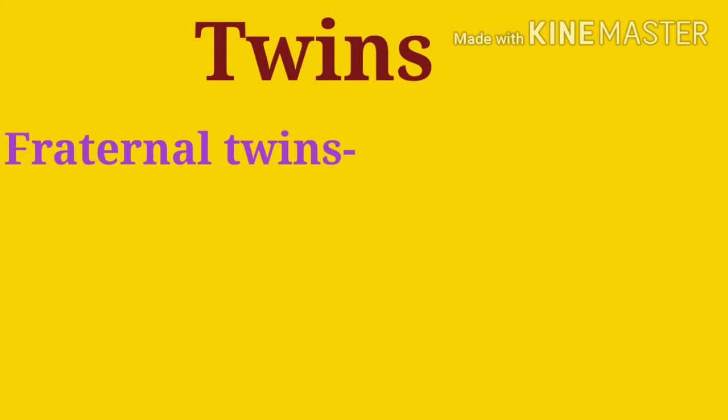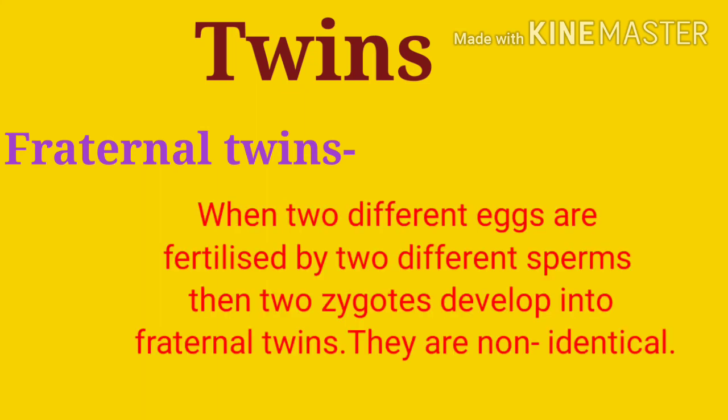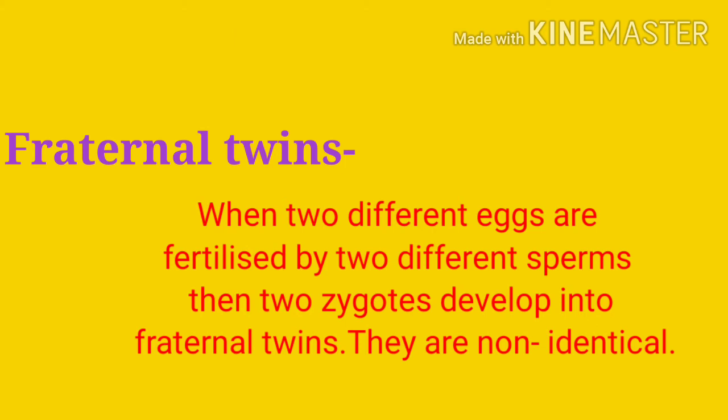Whereas when two separate eggs are fertilized by two separate sperm, these babies are known as fraternal twins. These babies can be of the same sex or of different sex, and they are not identical to each other. So fraternal twins are non-identical, and identical twins are the same in appearance to each other.